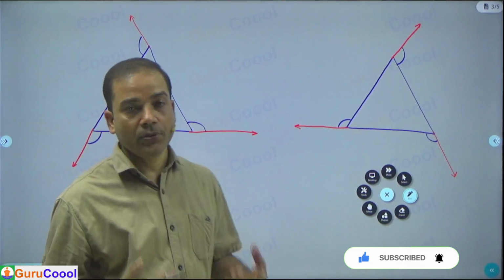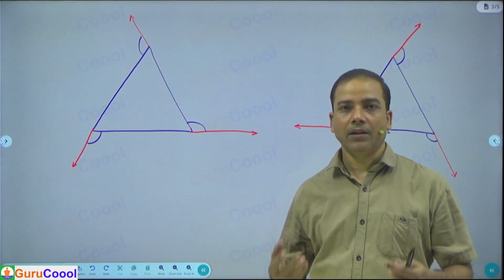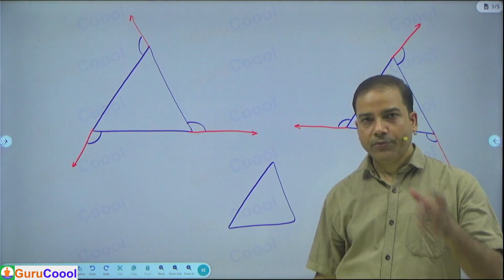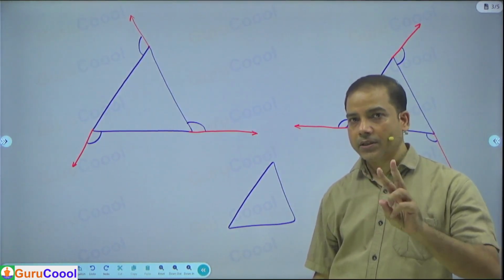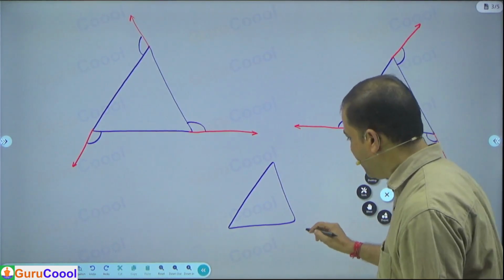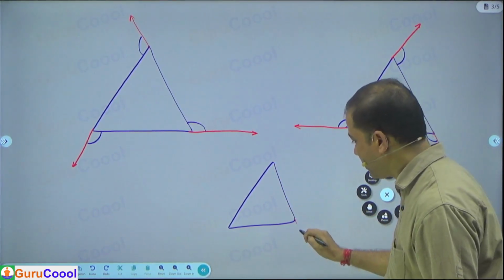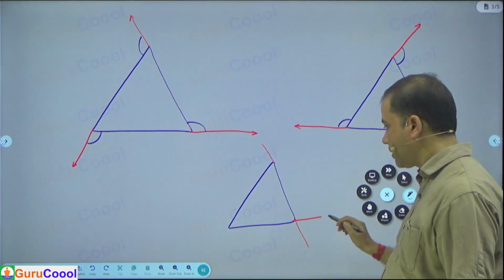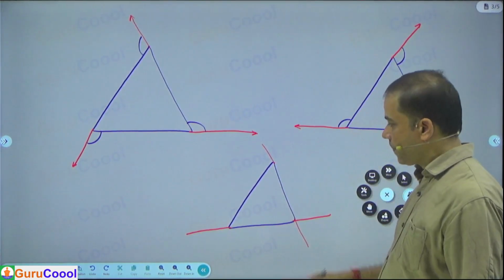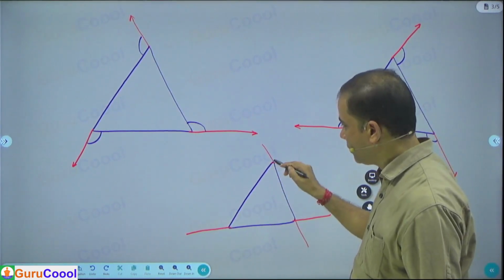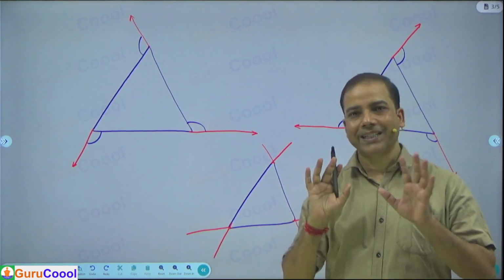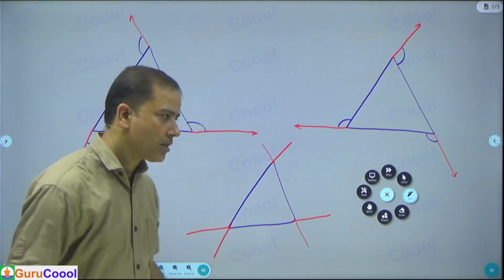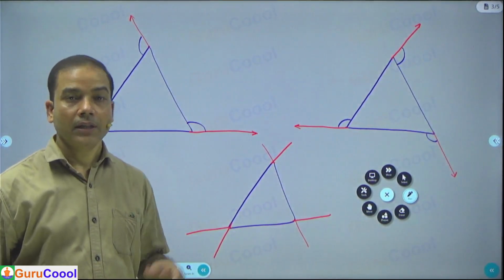Many students remain confused about the number of exterior angles in a triangle. If you extend each side in both directions, what will happen? This side will be extended to this direction and this direction. This side will be extended to this direction and this direction. And this side will be extended to this direction and this direction. This is a completely wrong practice, but I'm showing you just to give you a reference where many students get it wrong.